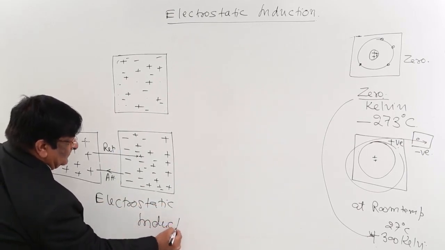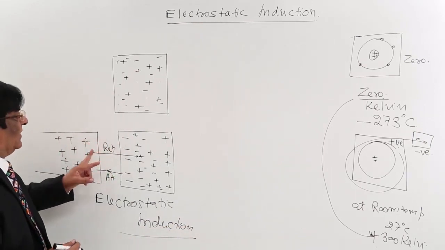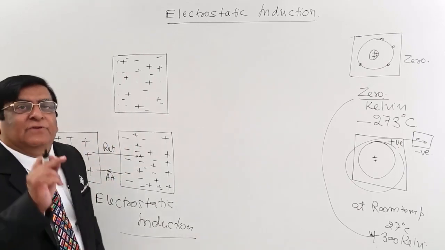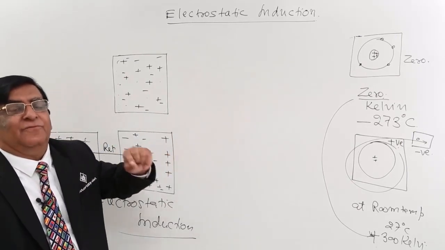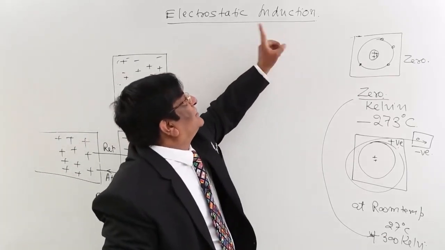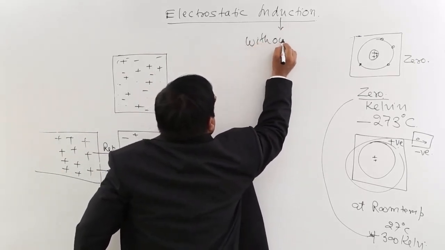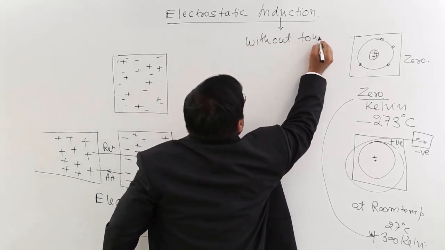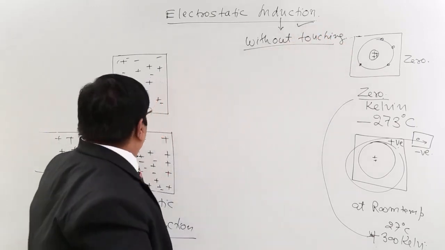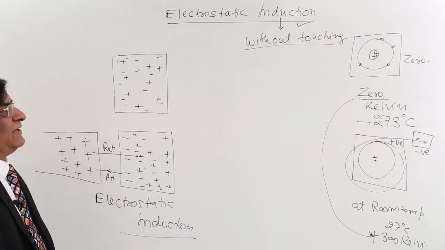Electrostatic induction. So, is there any touch between them? No. It has applied the force without touching. Whenever we do a job without touching something, then we have done induction. Remember the word induction. Induction is doing a job without touching, without making a contact. Then we say induction. So the charges are brought to one side without touching them. So this is electrostatic induction.